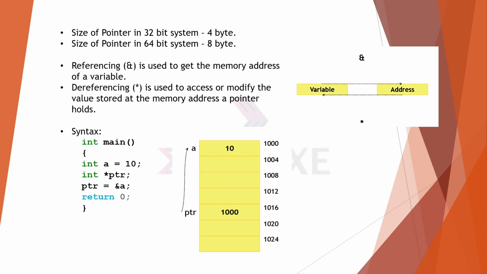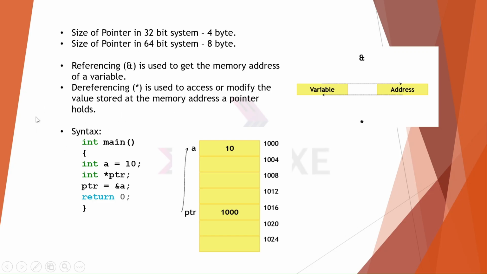The size of a pointer in a 32-bit system is 4 bytes, and the size of a pointer in a 64-bit system is 8 bytes. Referencing uses the ampersand symbol before the name of the variable, and is used to get the memory address of the variable. Dereferencing star is used to modify the value stored at the memory address the pointer holds.